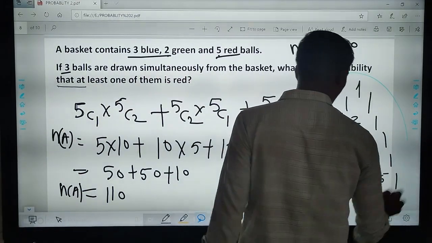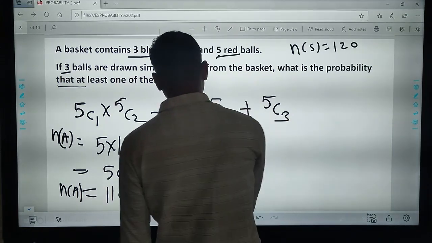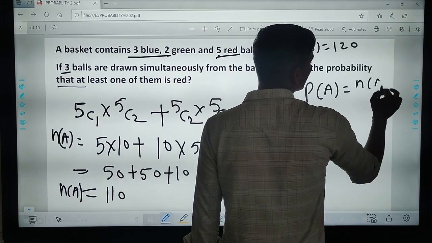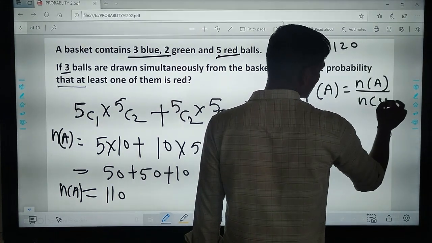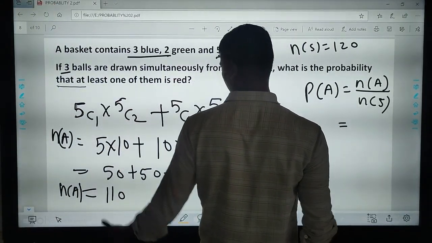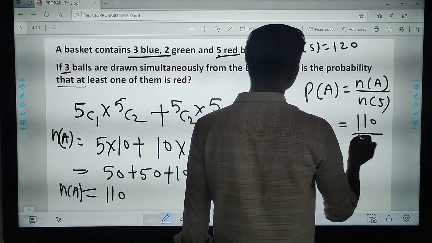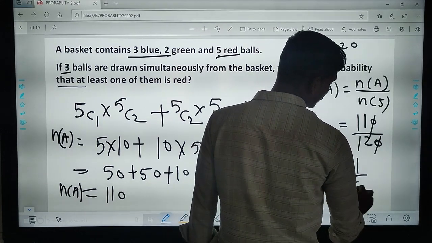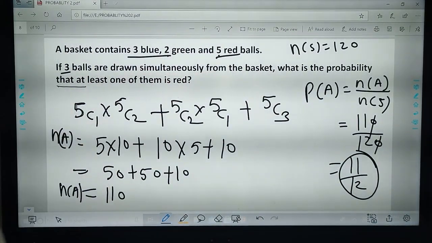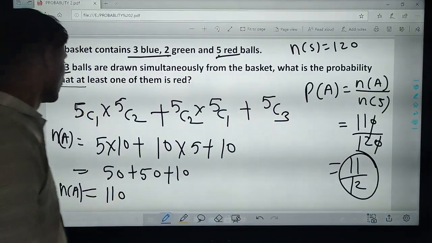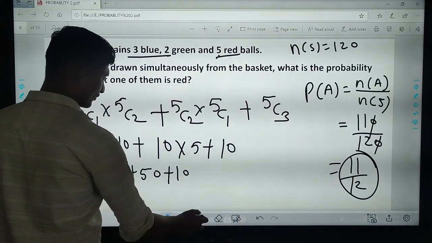Now here we find the probability. P of A is equal to n of A divided by n of S. Your n of A is equal to 110 and n of S is equal to 120. The zeros get cancelled. Then your probability is 11 by 12. The probability of at least one of them being red is 11 by 12. Your answer is 11 by 12. Now next.